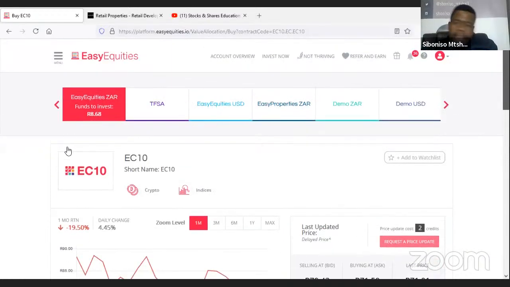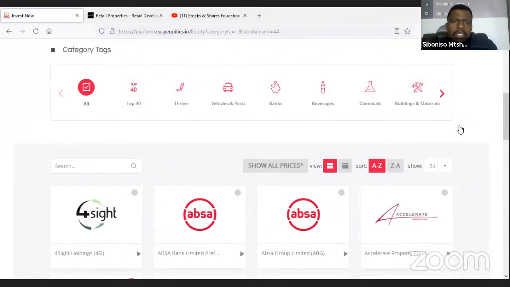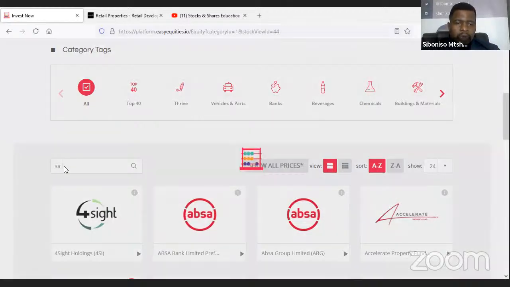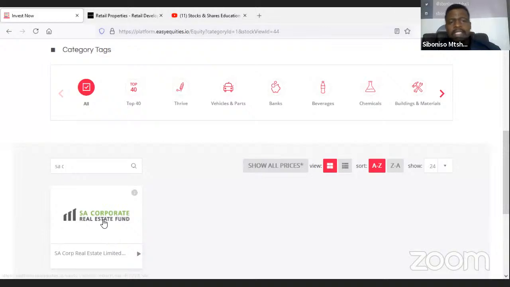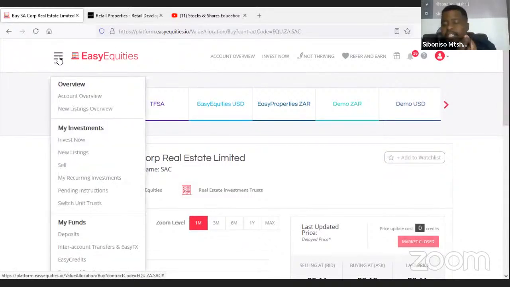And then again, if you want real estate investment trusts, you have to search them like this. You can put in, for instance, SA Corp. Yes, this is an SA Corp real estate. So you just have to type and search different categories of those real estate investment trusts. So that's what you do. And then again, everything is in your menu.